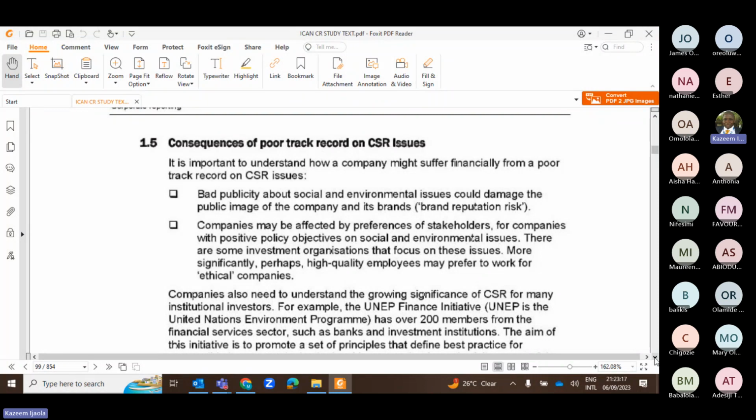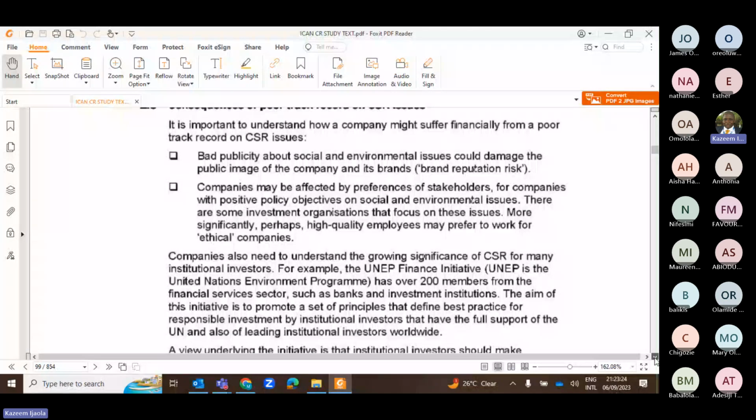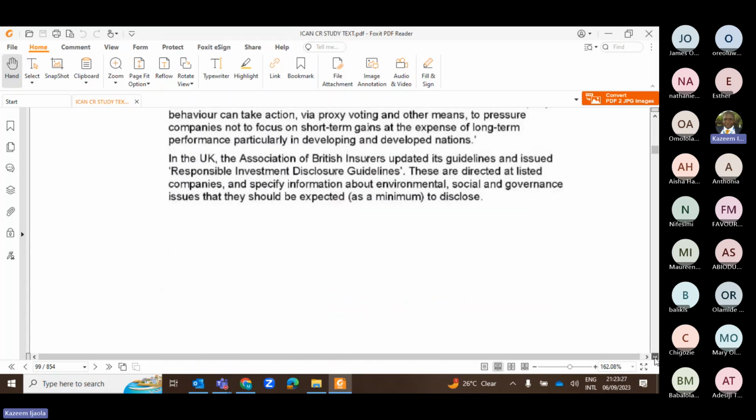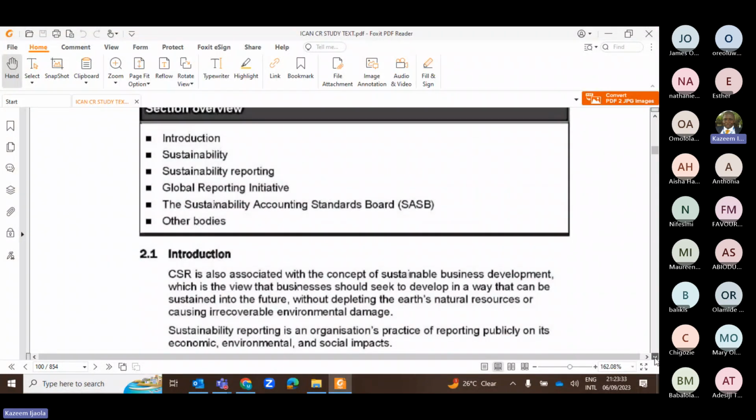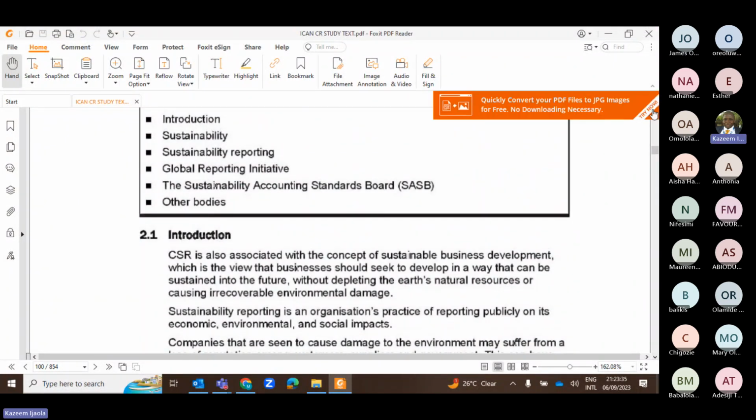We could have probably lost so much of us during the NSAT. So those are the implications. If you don't do CSR, then indirectly you will surely lose. So bad publicity is one of the key things that you will likely experience if there is no CSR. So let's leave CSR for now.